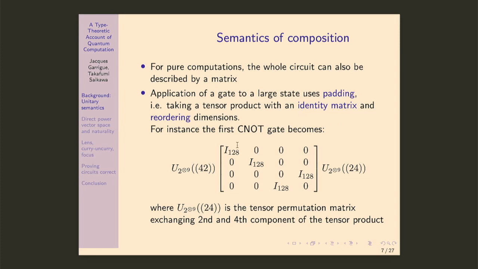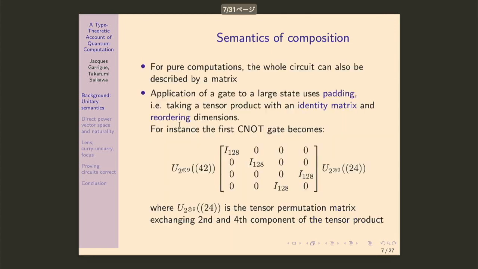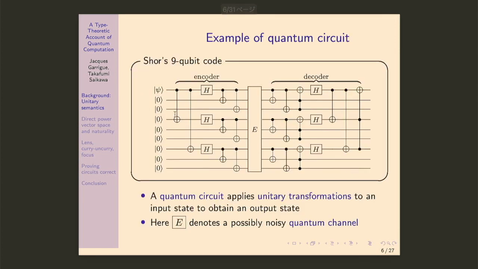So here, if we look at the first CNOT gate, it's using qubits 1 and 4. So what we are going to do, first we have 7 extra qubits. So here, all the ones we replace by an identity matrix of size 128 by 128, a huge one. And then we need to remember to reorder the second and fourth qubit because we want this one to be there. Okay.